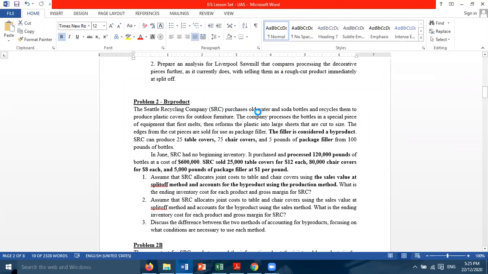All right, so problem 2, byproducts. The Seattle Recycling Company purchases old water and soda bottles and recycles them to produce plastic covers for outdoor furniture. The company processes the bottles in a special piece of equipment that first melts, then reforms the plastic into large sheets that are cut to size. The edges from the cut pieces are sold for use as package filler. Okay, so here's the key phrase. The filler is considered a byproduct.